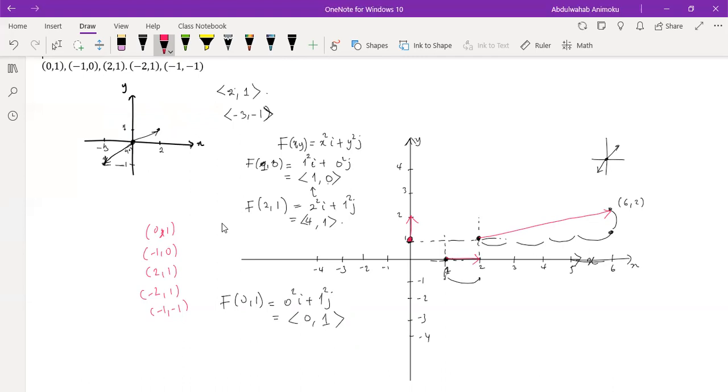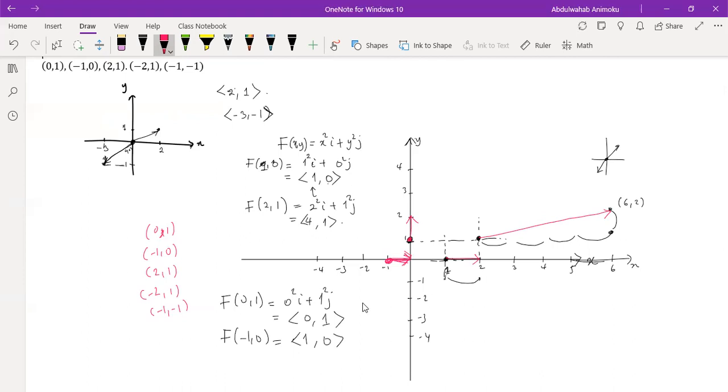Now, what about the next one? F of minus 1, 0. What would that give us? I think that would give us the vector 1, 0. Just calculate that and you'll get vector 1, 0. So at minus 1, 0, which is here, the vector would be 1 unit in the X direction, that means 1 unit to the right, and nothing in the Y direction. So this would be the direction of the vector at that point.